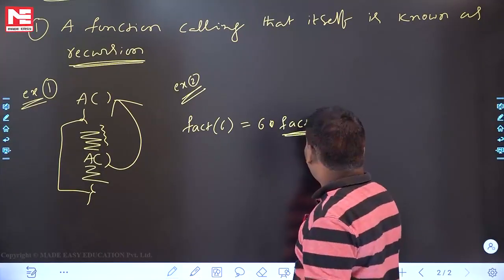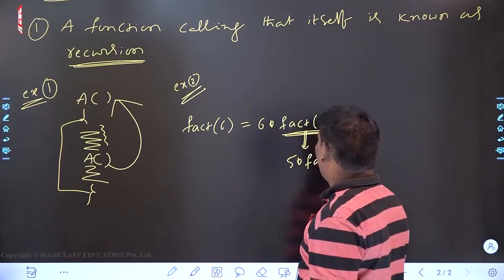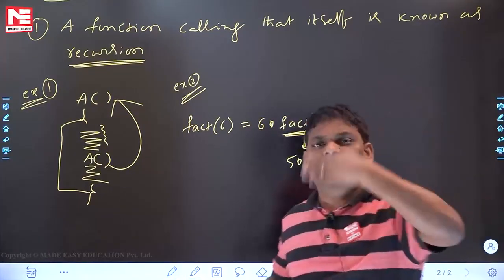I don't know factorial of 5 also. What is the answer? Continue the same story. What is the meaning? 5 into factorial of 4. Just continue like this. That is the meaning of recursion. Do the same story again and again.